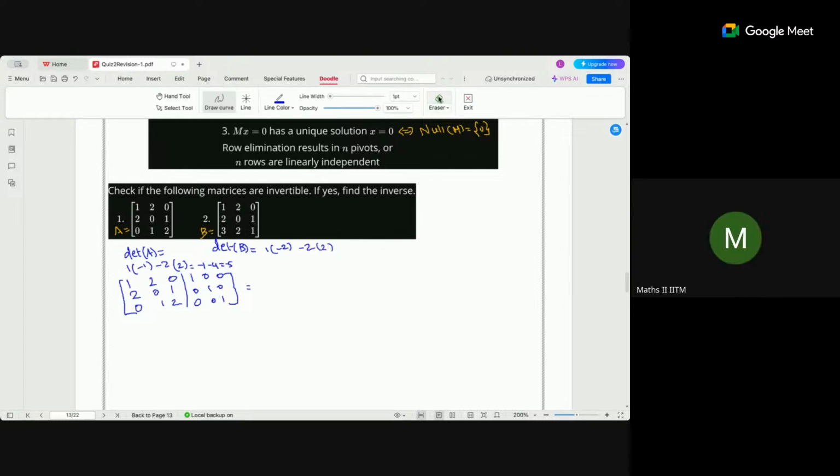2 minus 3 actually. 2 times of 2 and then -3. So you have -2 plus 2, 0. So A is invertible and B is not invertible, right? So this is invertible and this is not invertible, right? So this is a singular matrix. So we can find the inverse of the first one, right?